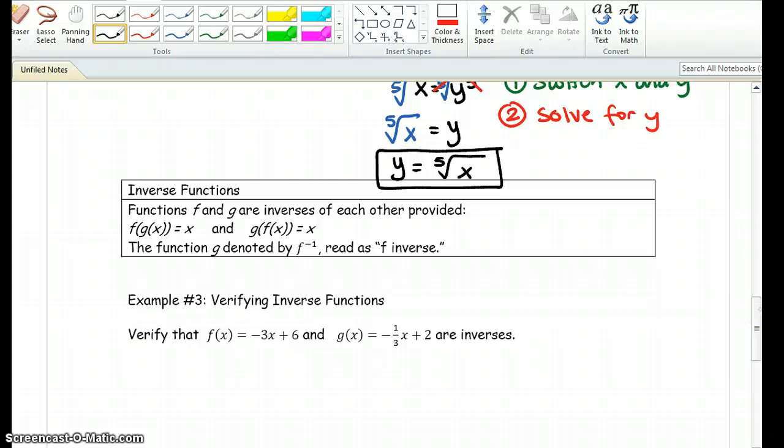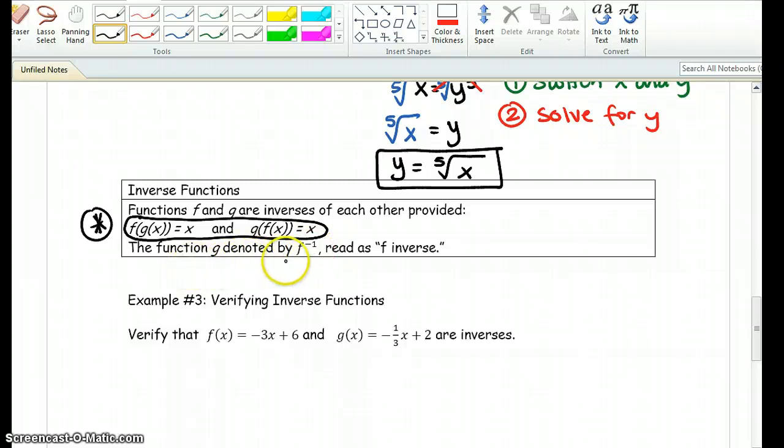So in order to prove that two functions are inverses of each other, we do have to use the definition that we see right here. According to the definition, functions f and g are inverses of each other if this part is true, which means that f of g of x equals x and g of f of x equals x. That means both of those have to equal x. Notice that they're not saying equal to 0, equal to 1, equal to negative 3, equal to the same number. They're saying it must be equal to the value of x.